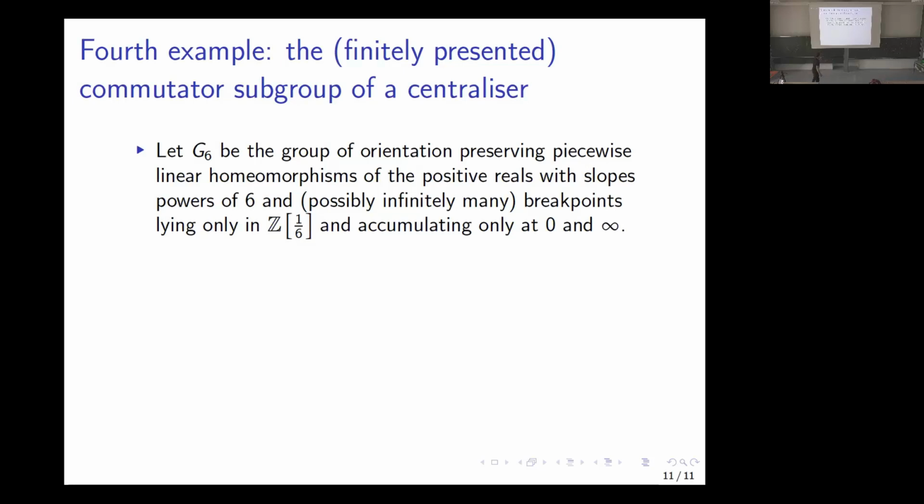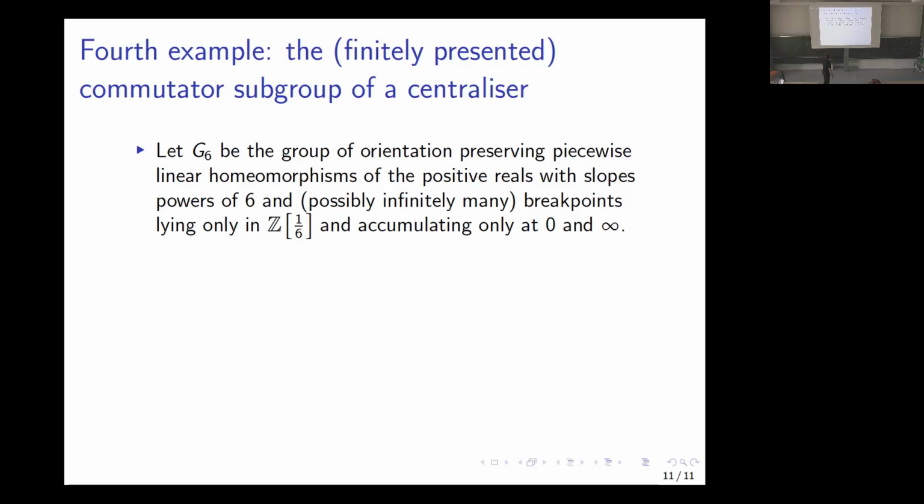I should also say that this example is due to Yash and myself. This specific action is due to Jim Belk. We had a more complicated version that acts on the circle and a more complicated version that acts on the line. They conjugate onto the positive reals and it gets much nicer, which is this version. It would have infinitely many breakpoints, but they've got to be discrete, and they can accumulate only at 0 and infinity.